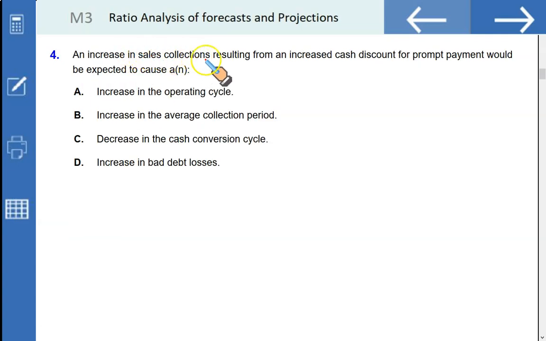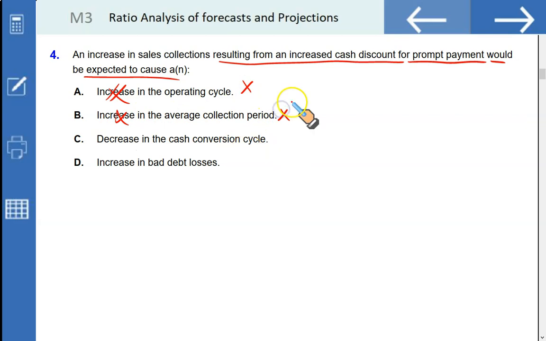An increase in sales collection resulting from an increase in cash discounts for prompt payment would be expected to do what? Sales collections are increasing, so that would decrease your operating cycle. That would decrease your average collection period. Customers will pay you more frequently, right? A decrease in the cash conversion cycle, this is right. When your customers pay you more promptly, your operating cycle reduces, your average collection period falls. In other words, the cash conversion cycle falls.